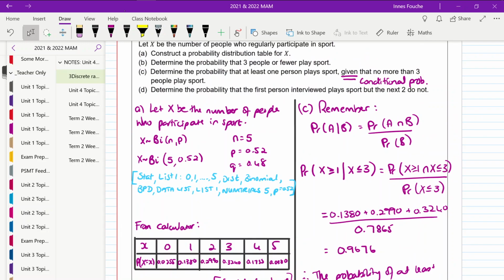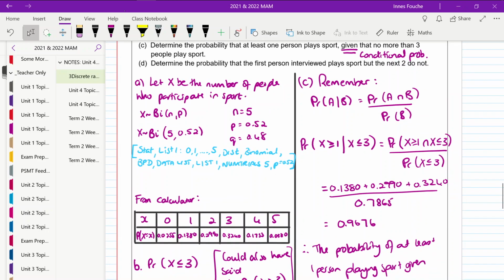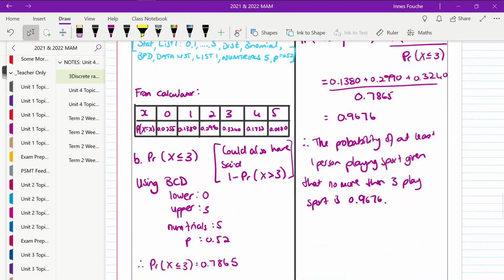Alright, now let's have a look at D. This is an interesting one. It says determine the probability that the first person interviewed plays sport, but that the next 2 do not. The first thing you need to realize there is that they're saying the first person and the next 2. This requires order. For binomial probability, there is no order. So immediately you need to realize that this is just normal probability. Okay, so order matters. Therefore, it's not binomial.